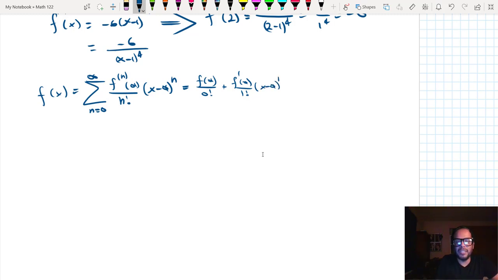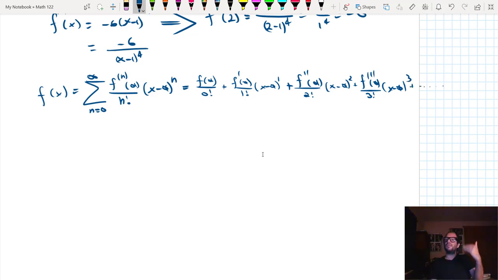That's basically the linear approximation that we did in section 11.1, and then f double prime of a over 2 factorial times x minus a to the second, plus f triple prime evaluated at a over 3 factorial times x minus a to the third power, and so on and so forth.